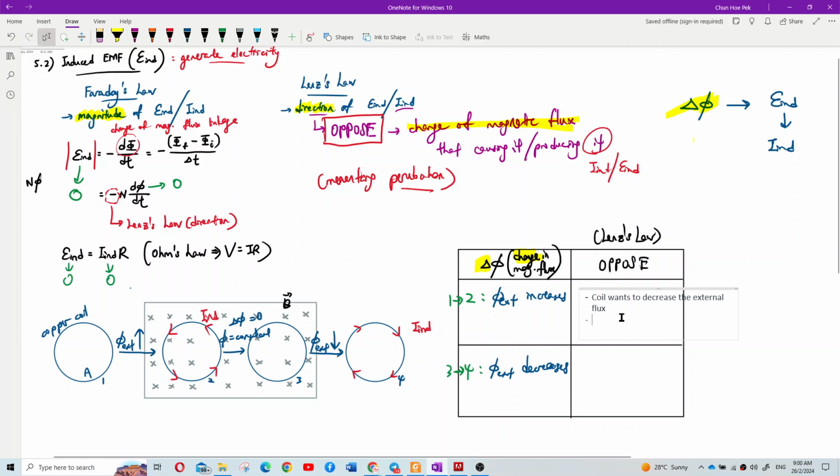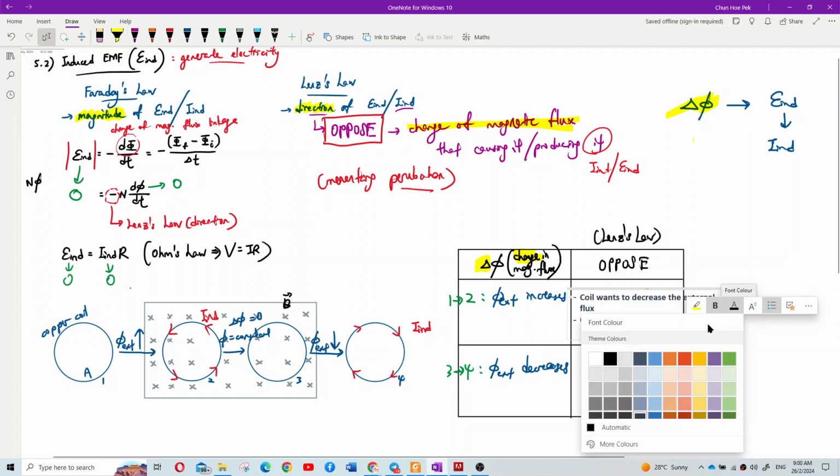So what happened, class? The coil produces or induces opposite flux. Sebab dia nak decrease, dia produce opposite flux lah. Yeah, the coil induces opposite flux. Nampak kah? Kasih besarkan. The coil produces opposite flux, sebab kalau opposite flux, dia akan cancel each other. Opposite direction, dia cancel each other.